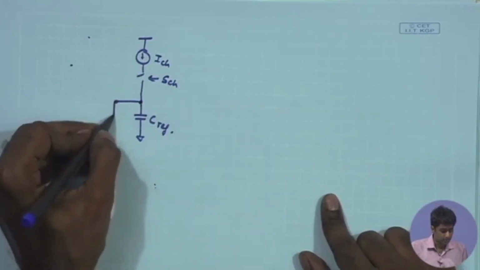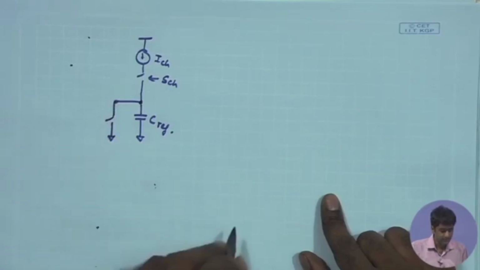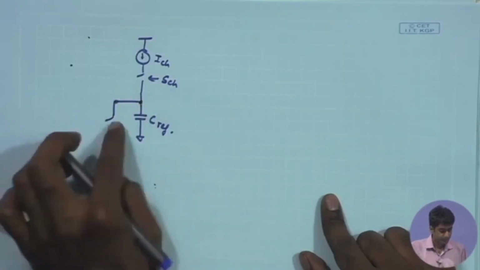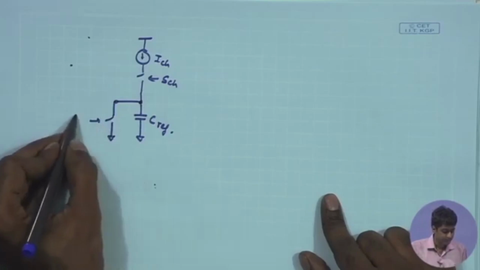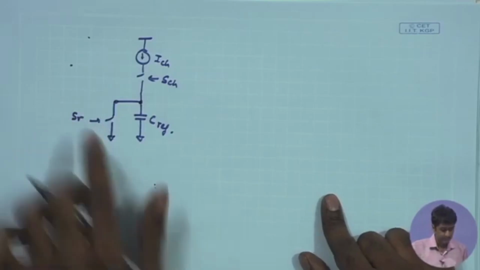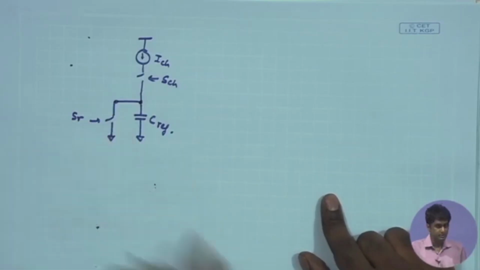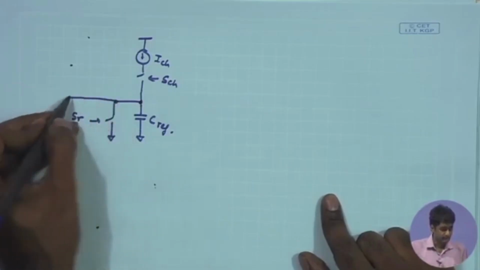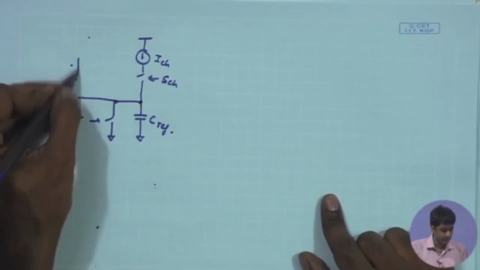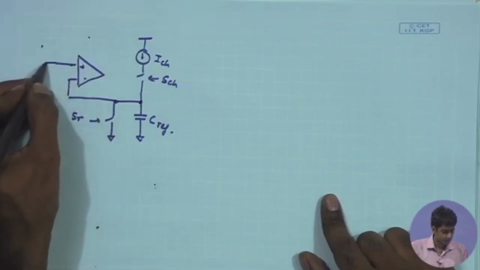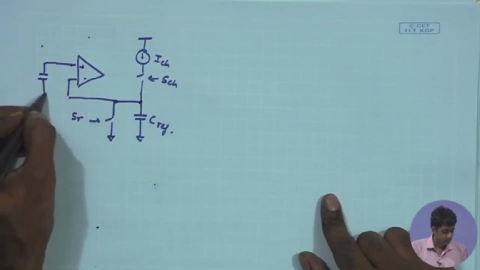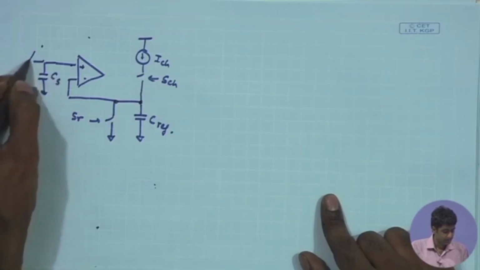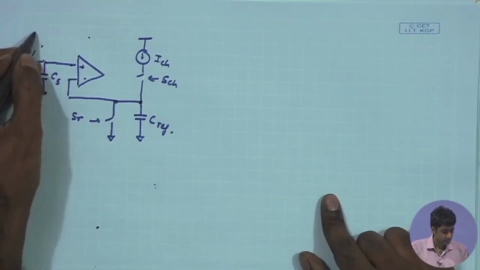Also, to begin with, I need to discharge this. I need to set this switch to ground, and I can call this S reset. So when the S reset is on, this will be discharged to ground, and then this can be applied as a reference to our comparator that we discussed. This is our CS, the sampling capacitor, and we have the switch over here, which is our S sample.